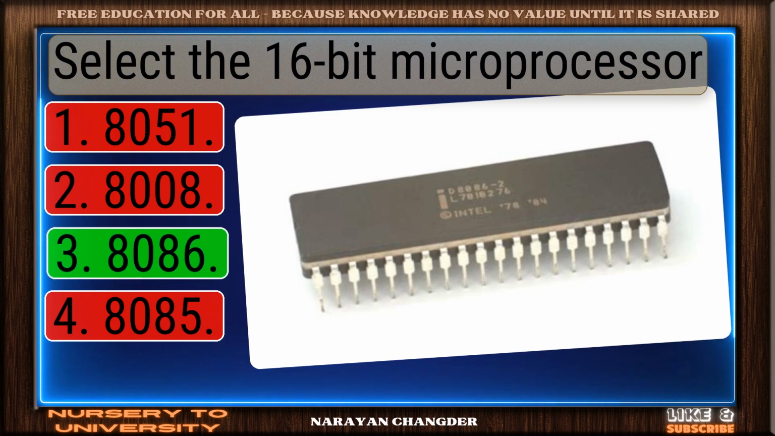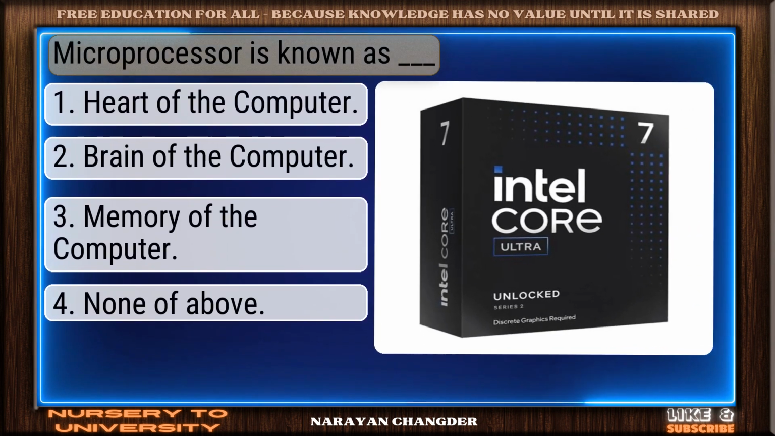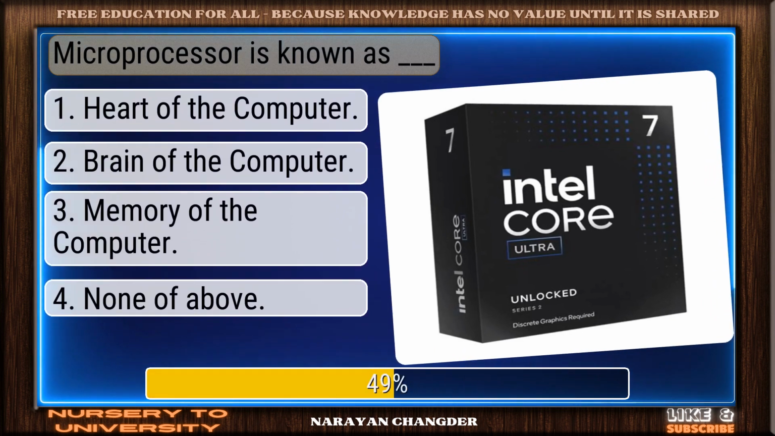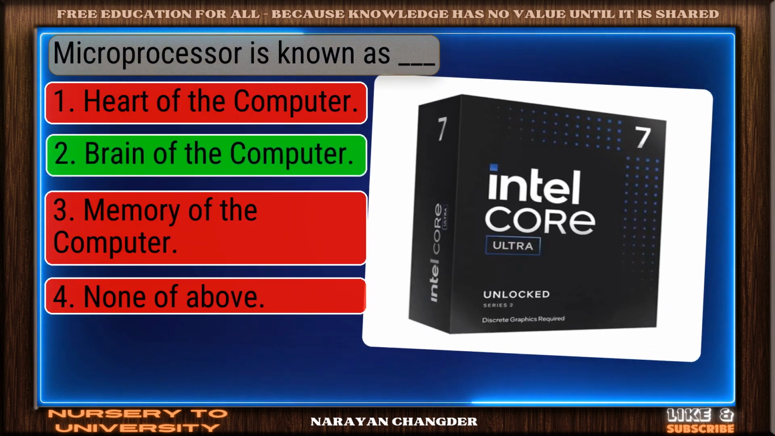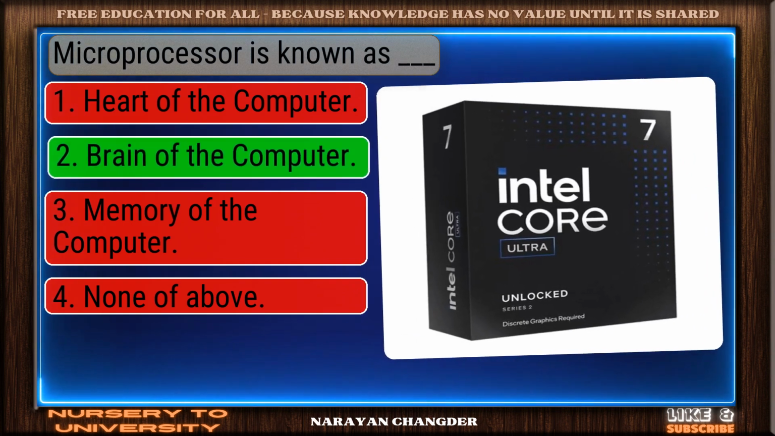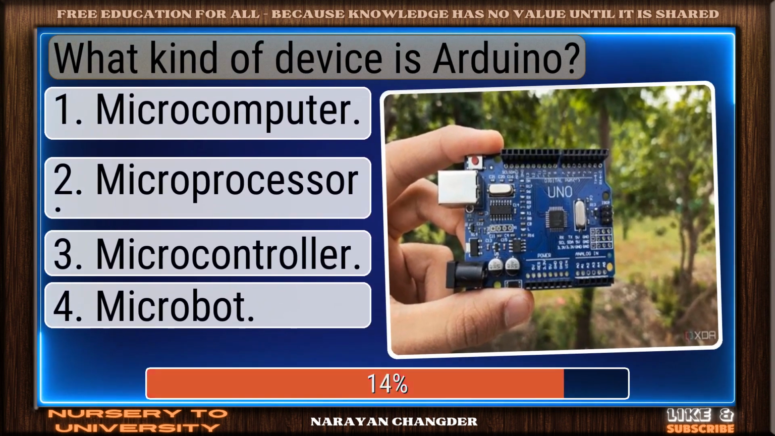Sharp thinking. 8086 is the right choice. Question number 65. Microprocessor is known as dash. Excellent. Brain of the computer is a brilliant choice. Question number 66. What kind of device is Arduino?